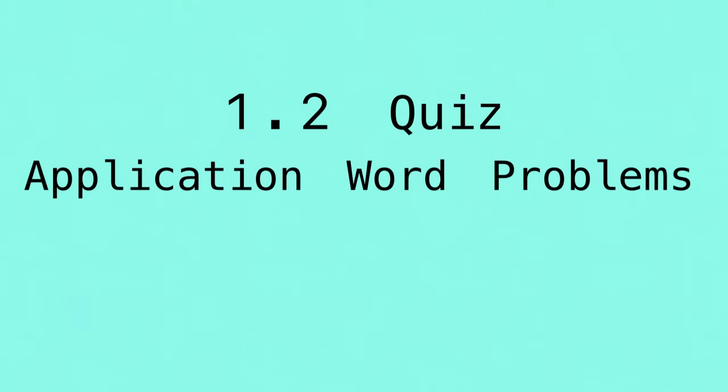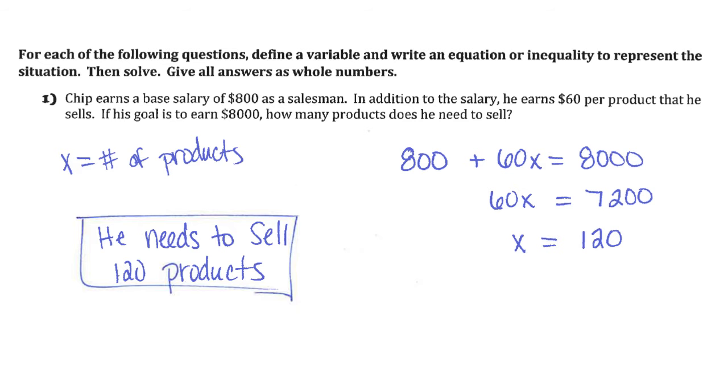Hello, algebra students. We are going to talk through some of the answers on the 1.2 quiz today. Before we talk solutions, each problem will be looking for a few key items. In the directions, it says to define a variable, and then we're looking for either an equation or an inequality for the situation, and then of course the actual solution. So for each problem, those three main things will be needed.